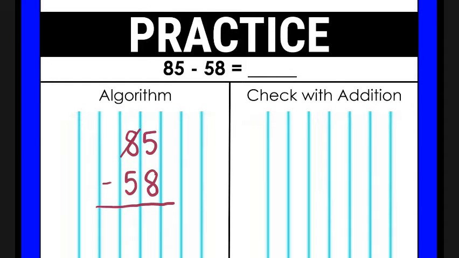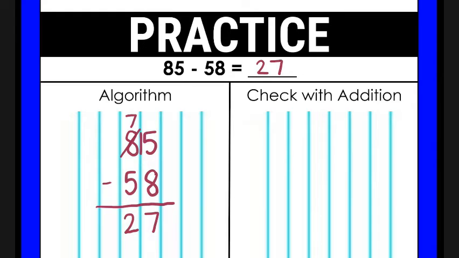I'm going to borrow one of these 10s. So instead of having 8 10s, I'm only going to have 7 left. And I'm going to change this 5. Instead of just having 5 ones, now I'm going to have 15 ones. So now I have 15 minus 8. And 15 minus 8 is equal to 7. And now in my 10s, I have 7 minus 5. So 7 minus 5 is equal to 2. So for 85 minus 58, I got an answer of 27.